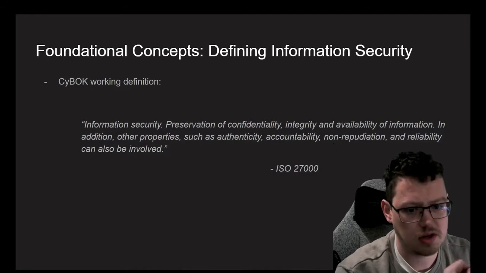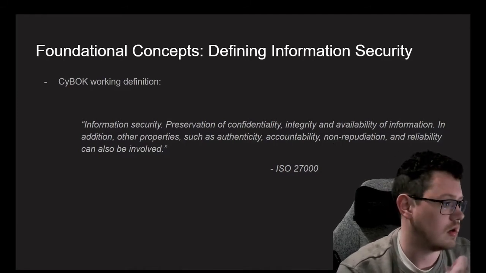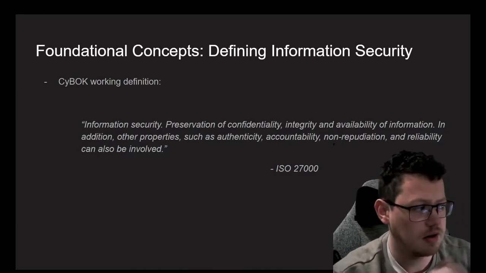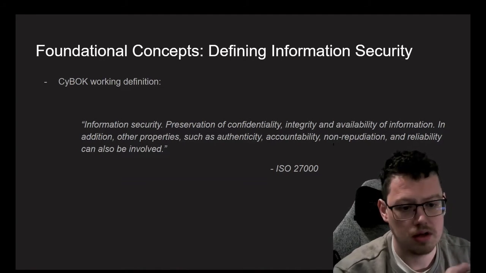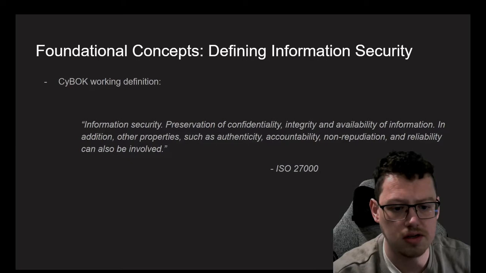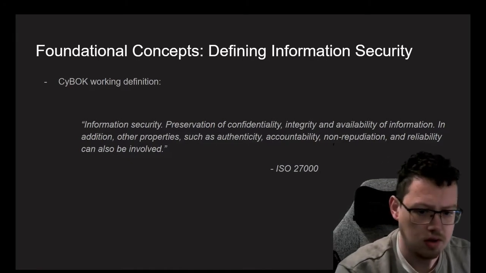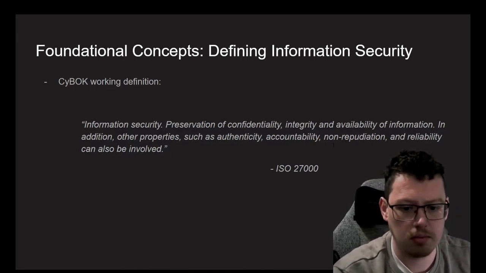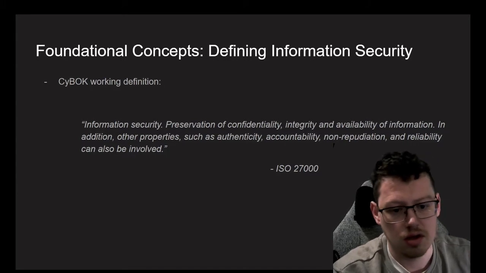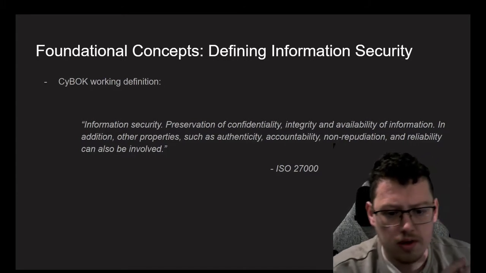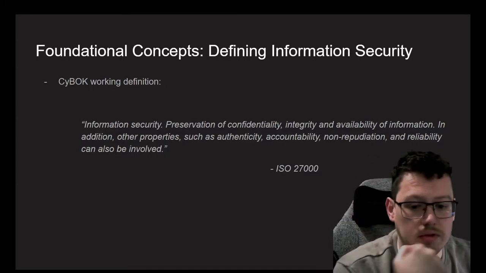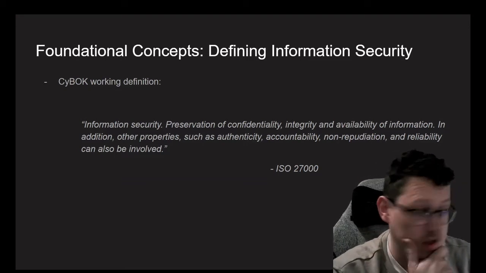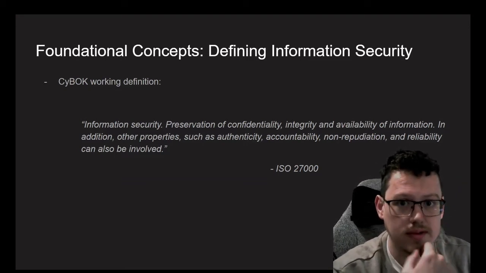Information security: preservation of confidentiality, integrity, and availability of information. In addition, other properties such as authenticity, accountability, non-repudiation, which means that an event, such as a security event, can be proven to have happened, and reliability can also be involved. So this is a much broader definition than the one we just saw for cybersecurity.